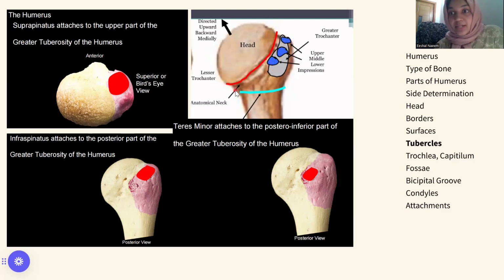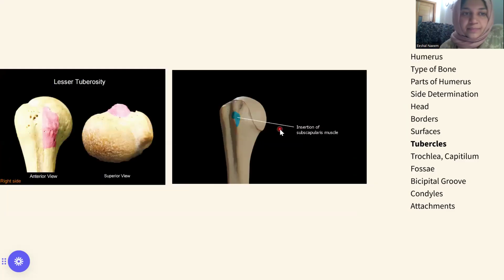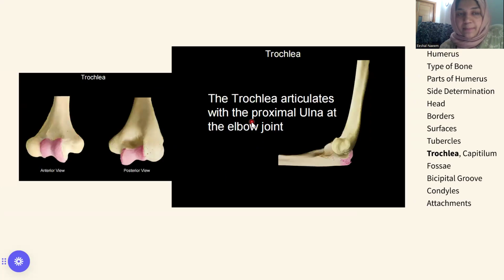And then the lesser tubercle is attaching the subscapularis muscle, right? So the lesser tuberosity is the insertion of the subscapularis muscle. You can see this is the lesser tuberosity.